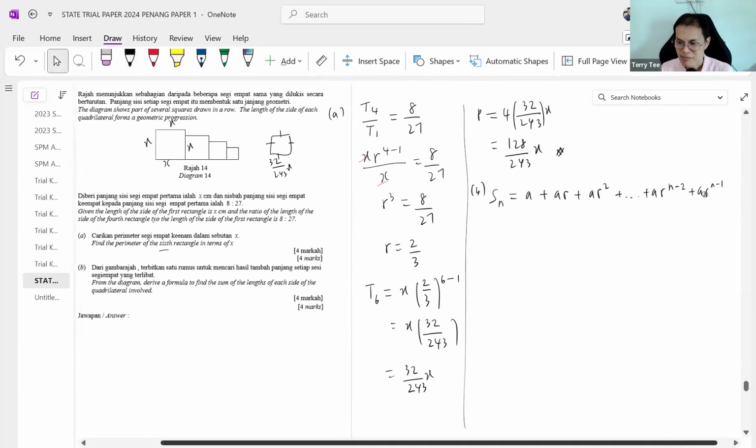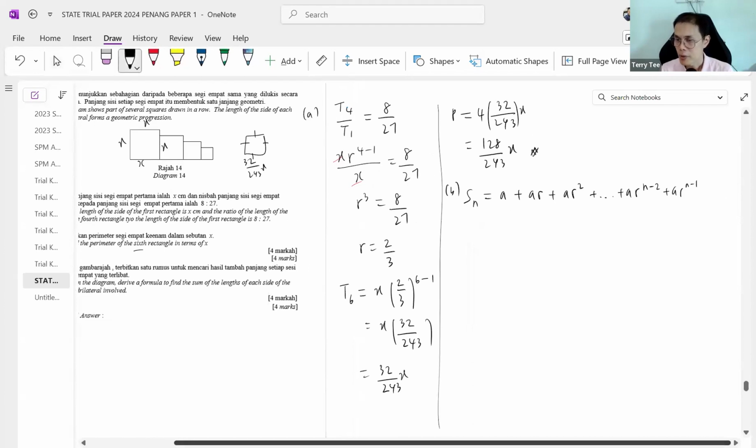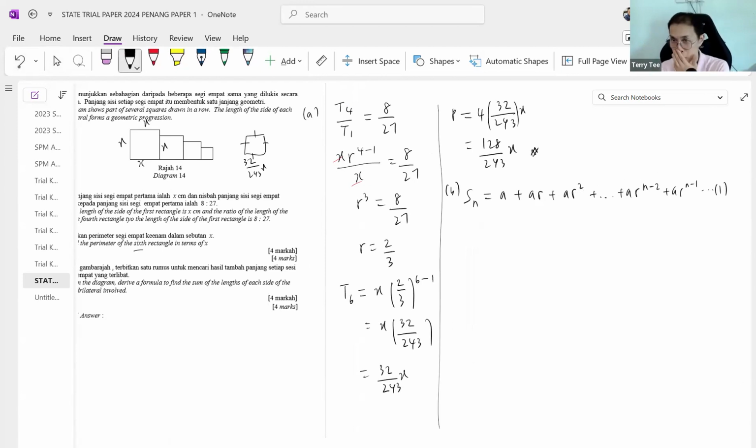Let's move this over a bit. I'm going to call this equation number 1. At the end of the day, we want to get rid of all the terms in between. So I would take equation 1 and multiply by R. You get R Sn, A times R is AR, times R is AR squared, times another R is AR cubed.